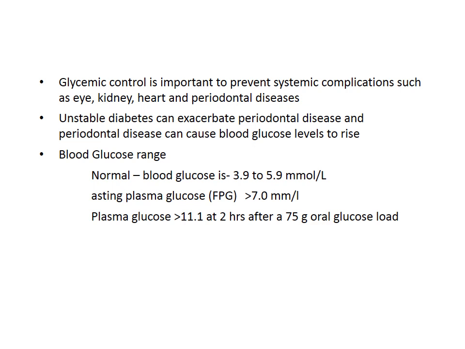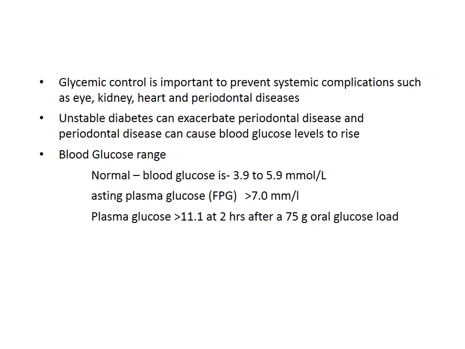Unstable diabetes can exacerbate periodontal diseases and cause blood glucose to rise. So if a patient has unstable diabetes, then it can exacerbate whatever periodontal disease the patient is suffering from. It can increase the periodontal disease and can cause the blood glucose level to rise.